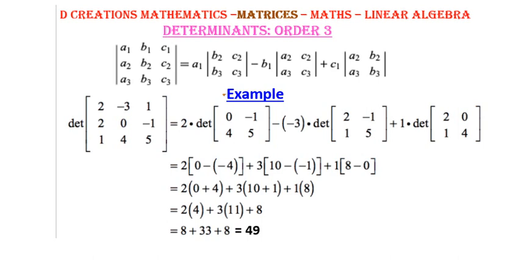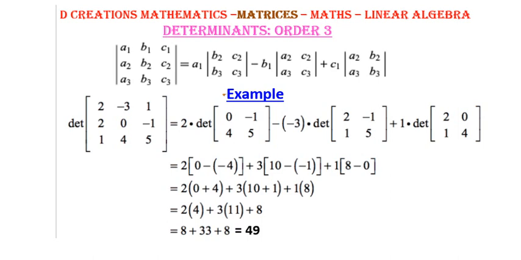So 2 remains as it is. This is 0 into 5 is 0. Minus of minus 4 plus 3 into 2 into 5 is 10, minus of minus 1 into 1, which is minus 1, plus 1 into 2 into 4 is again 8, minus this is just 0. Simplify it further. So 2 into 0 plus 4 plus 3 into 10 plus 1 plus 1 into 8. So this is simply 2 into 4 plus 3 into 11 plus 8. And what is the answer? Final answer 8 plus 33 plus 8, which is 49.